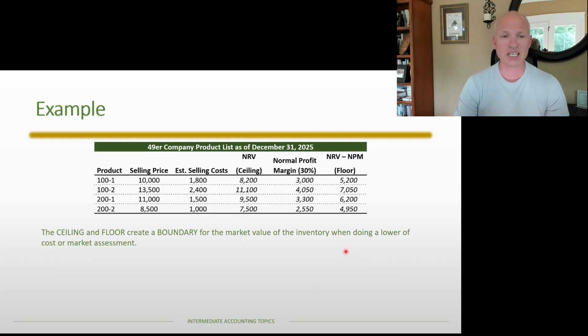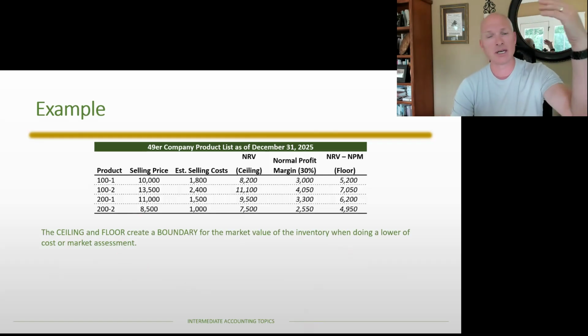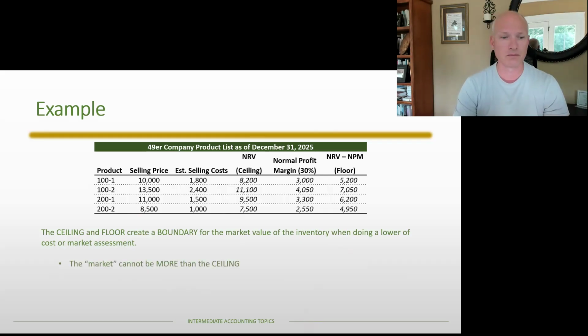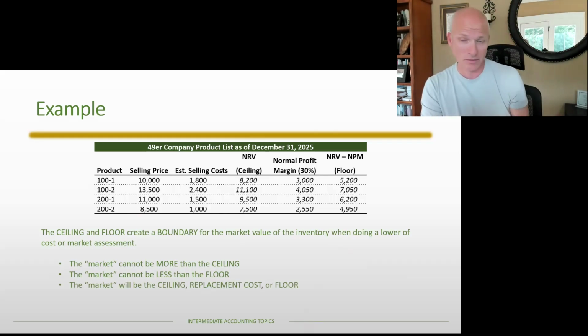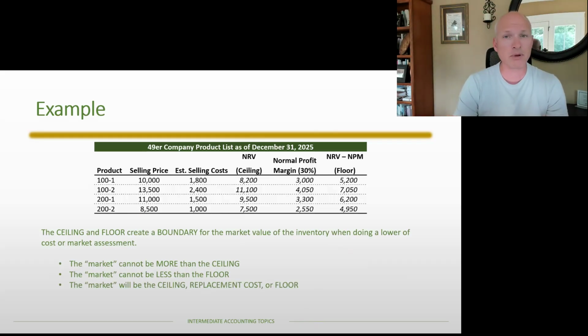So again, that ceiling and that floor create the boundary of the market, however we're going to define the market. That's the boundary. It cannot be more than the ceiling, and it cannot be lower than the floor. All right. And so it's going to either be the ceiling, most of the time the replacement cost, or the floor. Now, obviously, in this example I'm going to create some variation, but in normal practice, a lot of times it's going to end up being the replacement cost.